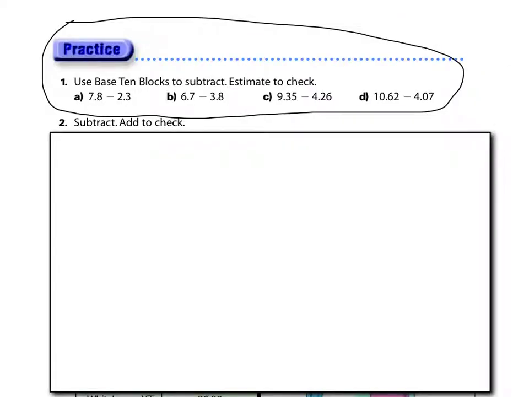And we're going to just use number 1 as our check. We don't have to use base 10 blocks. We can use whatever strategy we prefer. 7.8 minus 2.3 and so on. So go ahead and do A, B, C, and D using whichever strategy you prefer for subtraction. Make sure that you are doing it on paper and it is not a choice. You must do the practice. Go ahead and press pause and do the practice now.